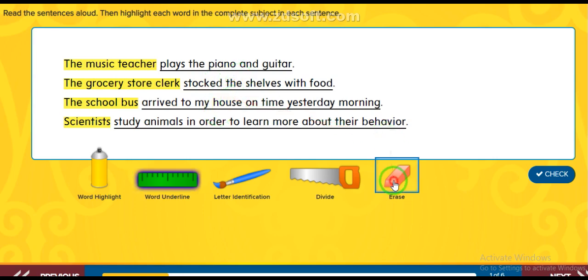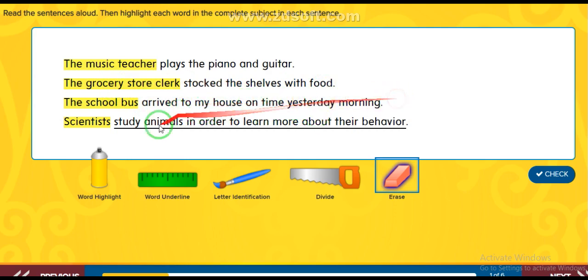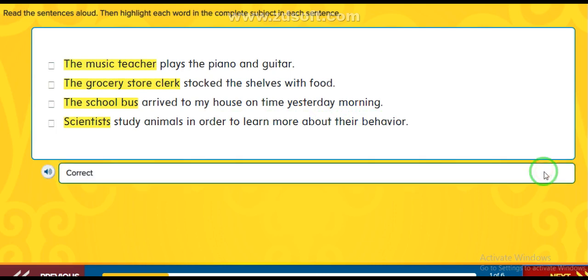But we should erase it, because they didn't ask us to underline them, they only told us to highlight the subject. Okay, so we shouldn't underline the predicate because they didn't ask us to do so, but I did it to show you. So let's check them now if they are correct. Do you think they are correct? Let's see. Fantastic! Okay, well done.